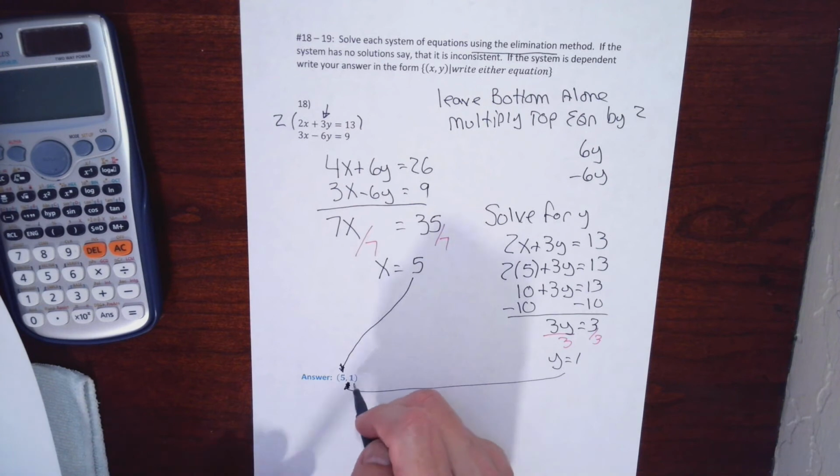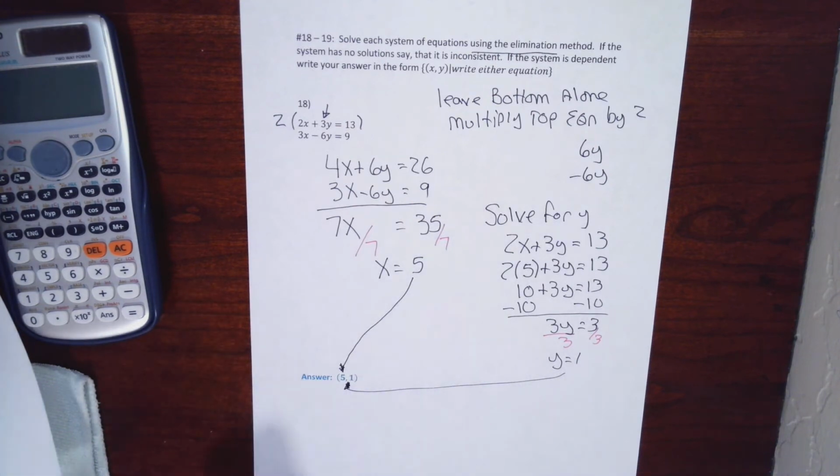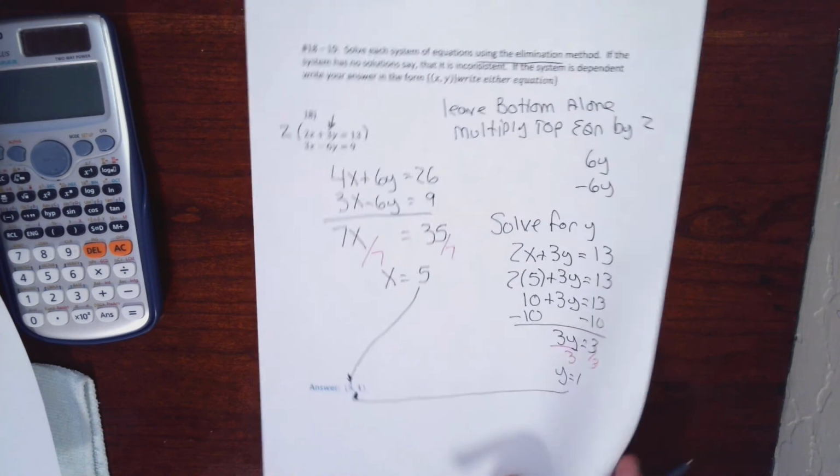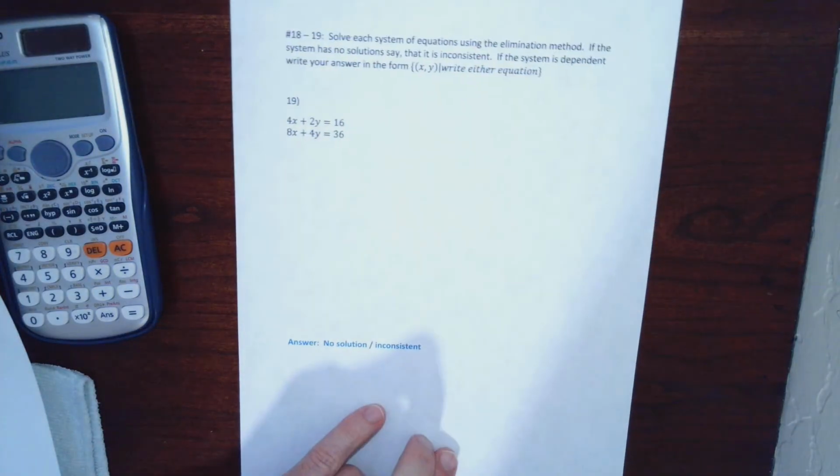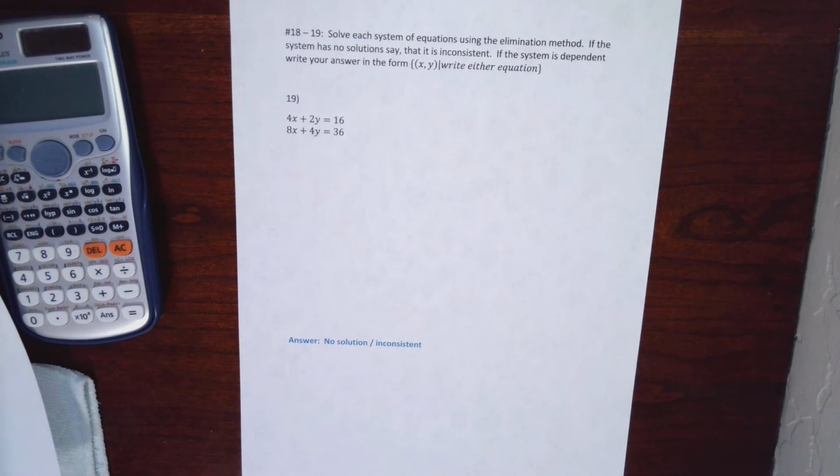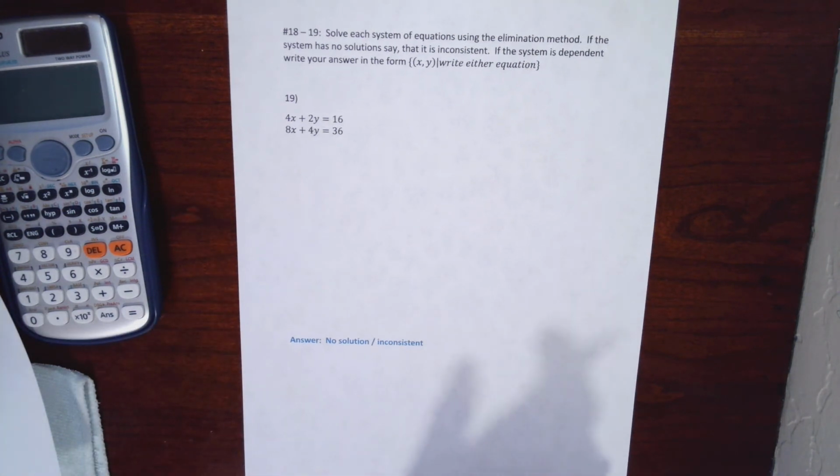So now I have the other part of my answer, and I write my answer as a point, the x first and the y second. Problem 19 also wants me to solve by the elimination method. I need to figure out a variable that I want to drop out and get the coefficients to be opposites.